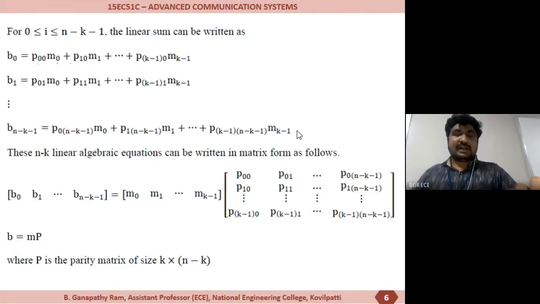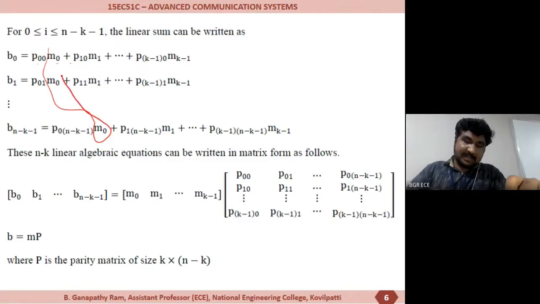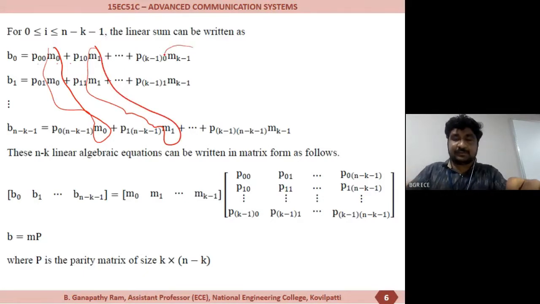And all these algebraic linear sums and equations can be simplified into a matrix form in such a way that b0, b1 up to b(n minus k minus 1) can be written as a row matrix, which will be equal to, here in all the terms, you see the first term all are having m0. Similarly, the second term all are having m1. Similarly, the third term consists of m2 and up to the last term which consists of m(k minus 1).